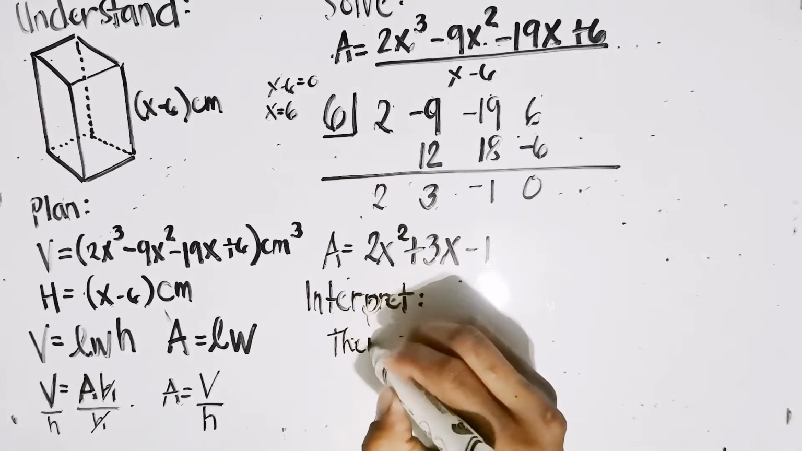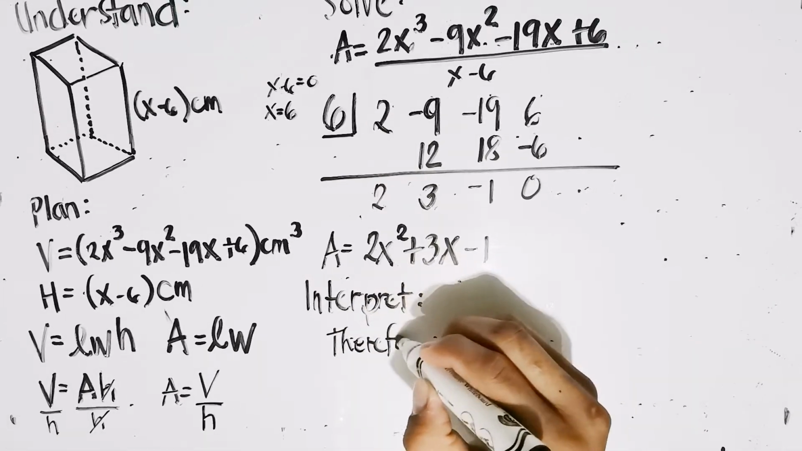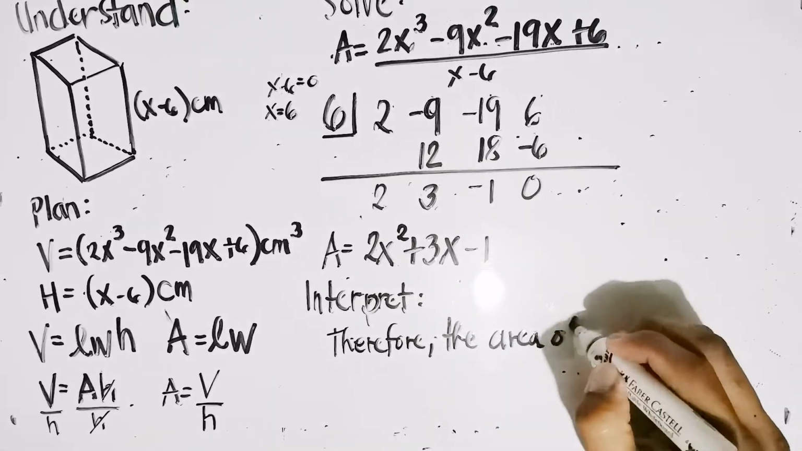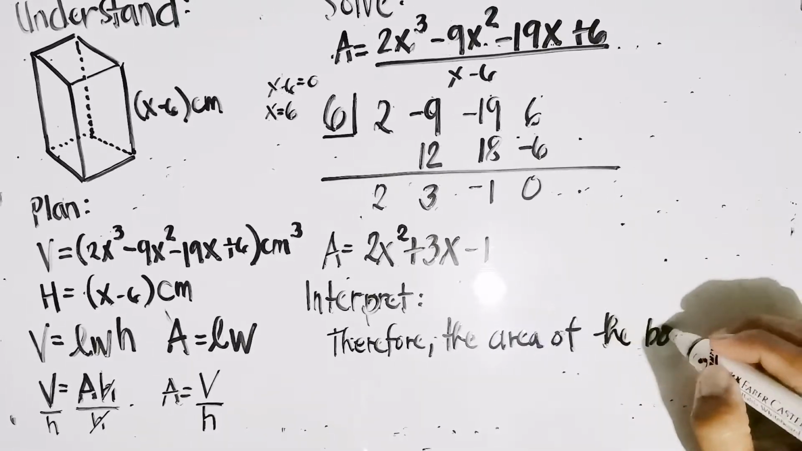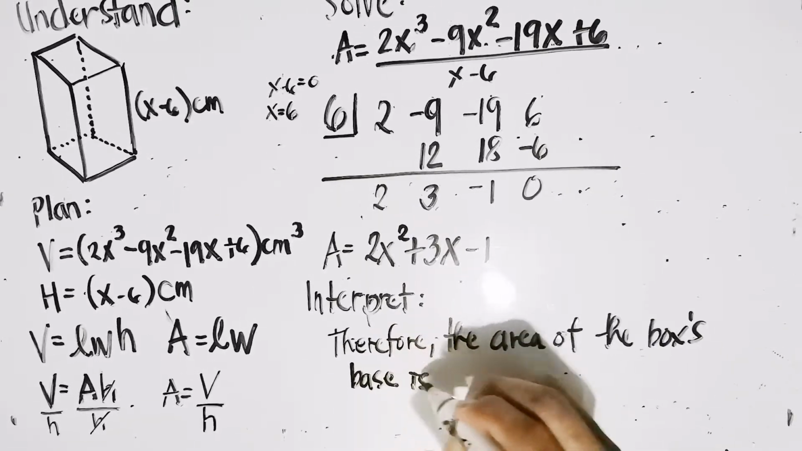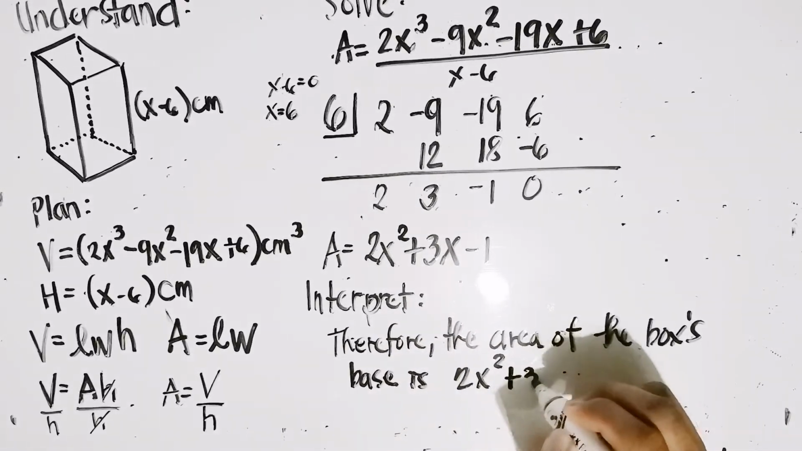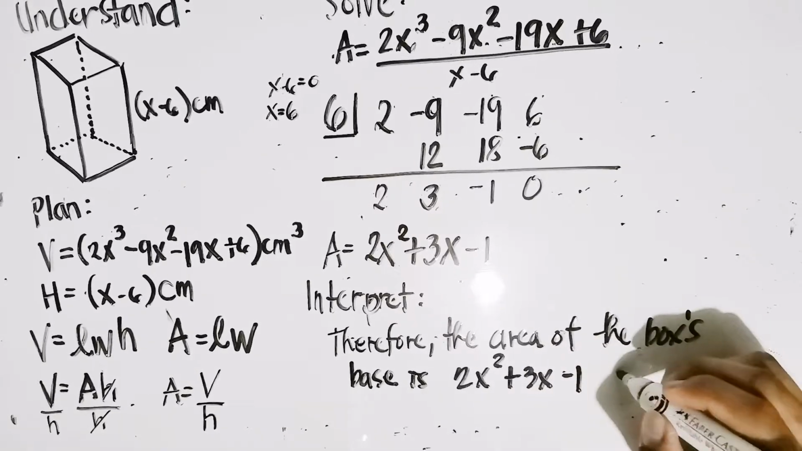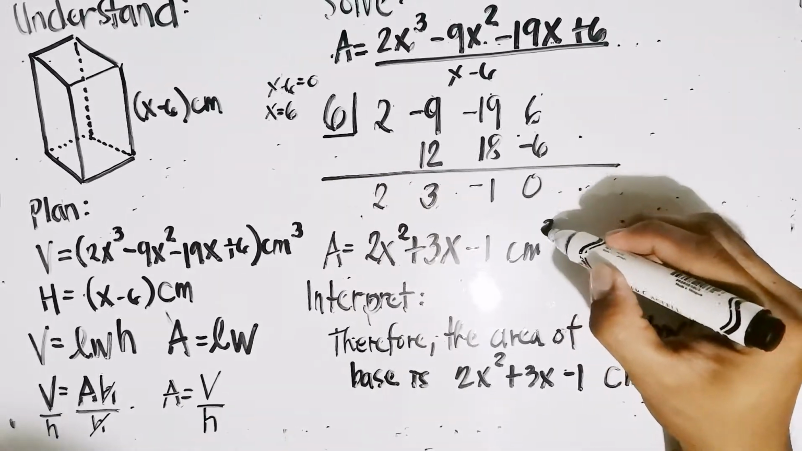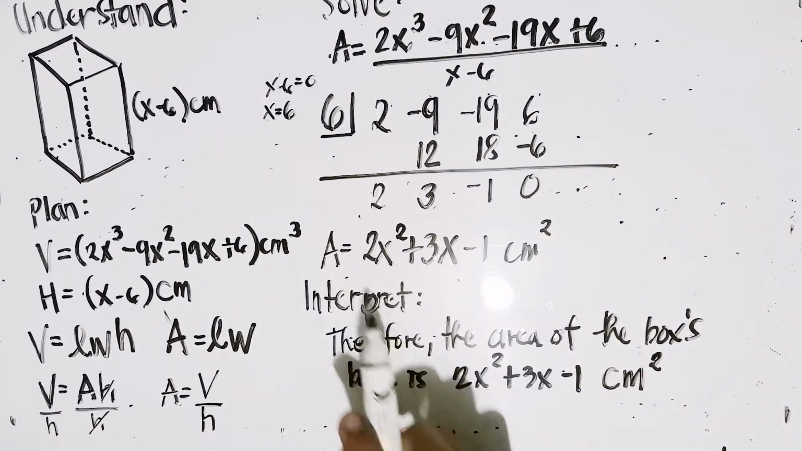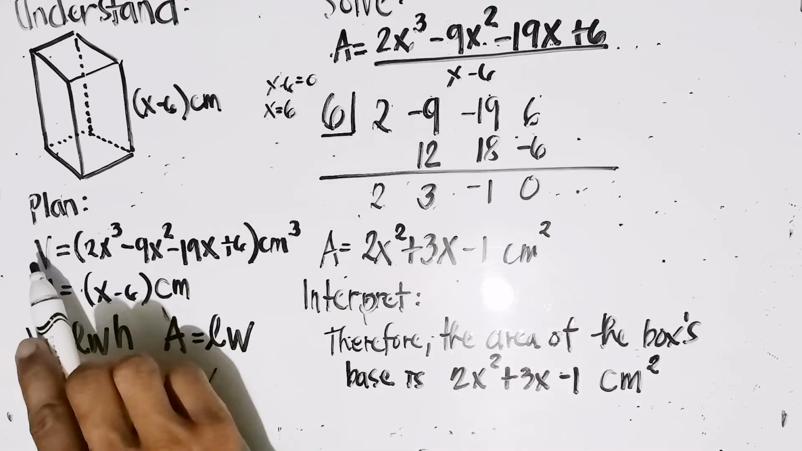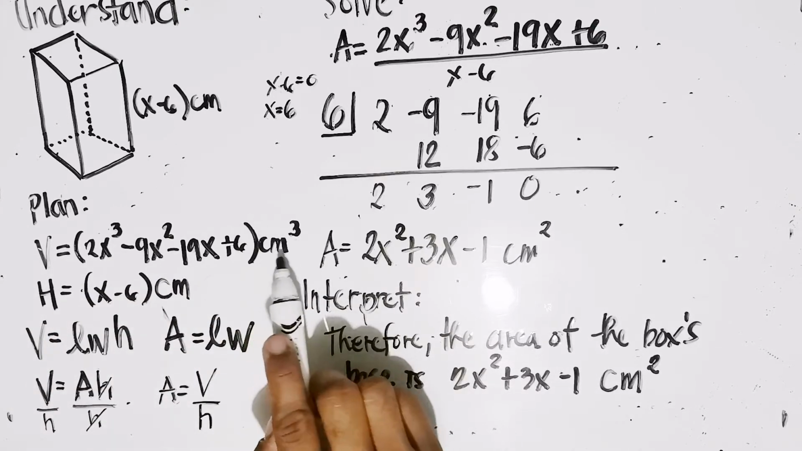Therefore, the area of the box base is 2x squared plus 3x minus 1 centimeters squared. So, square centimeters. So when we talk about area, the unit should be squared. And if we talk about volume, the unit should be cube.